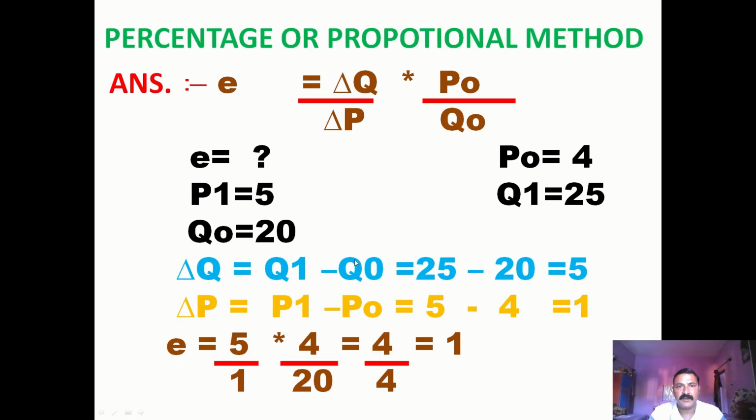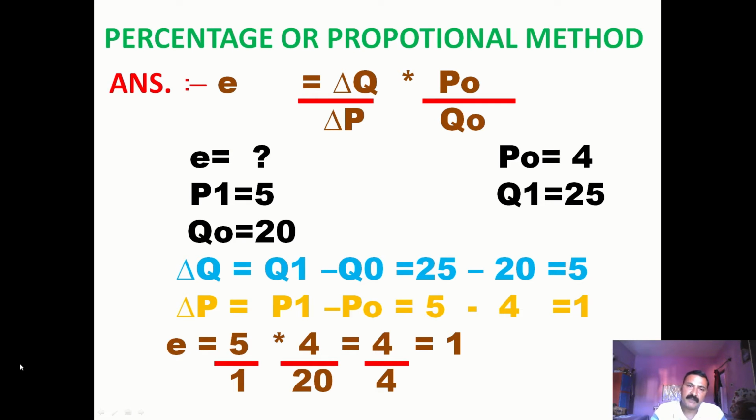Q1 minus Q0. That means we subtract the smaller quantity from the greater one. Q1 is greater, it is 25, and we subtract Q0, which is 20, and it gives 5. And if we have to find delta P, P1 is greater than P0, so we write P1 minus P0, and 5 minus 4 is equal to 1.